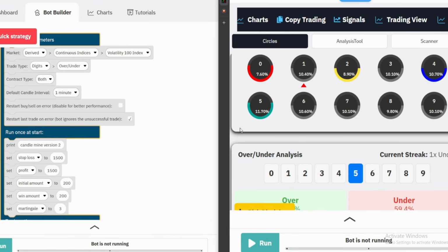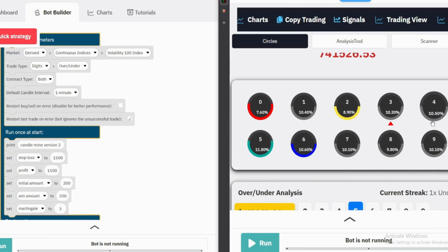If you have a phone, ensure you have 2 phones. On one phone you have your Deriv bot, and on the other phone you have this analysis tool. Now I'll be showing you how you can do it. Let us go to the analysis tool.